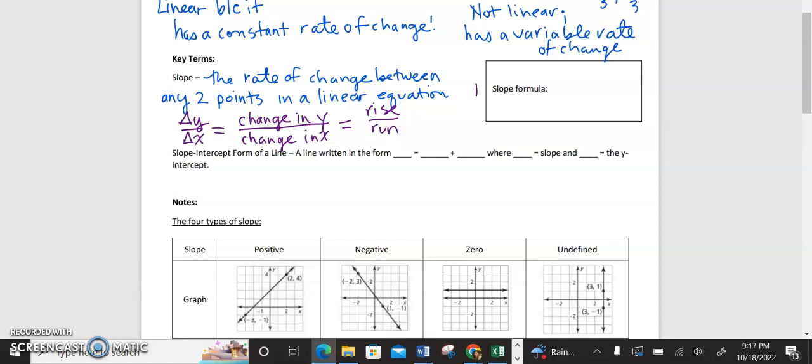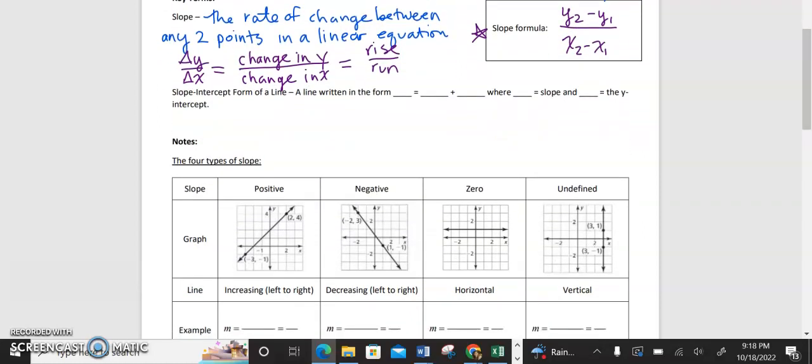There's also a specific formula for slope, where we take 2 points on the line, take the 2 y coordinates and find their difference, and then take the 2 x coordinates and find their difference. And that will tell us the slope. When a line is written in slope-intercept form, it's of the form y equals mx plus b. The m and the b are going to be filled in with numbers, and the y and the x will stay variables. The m represents the slope, and the b represents the y-intercept.